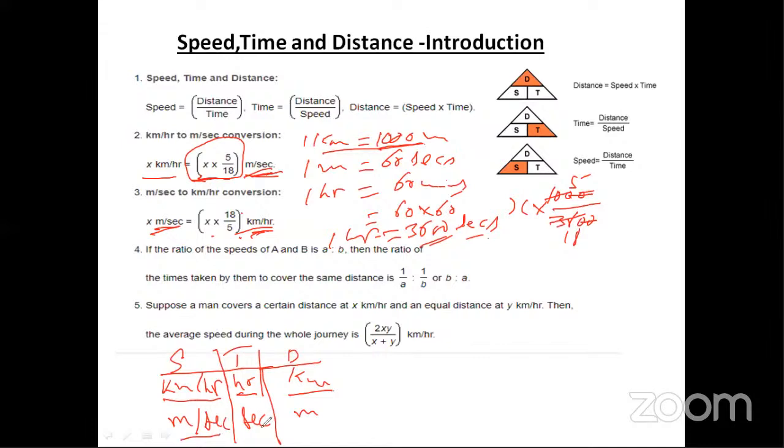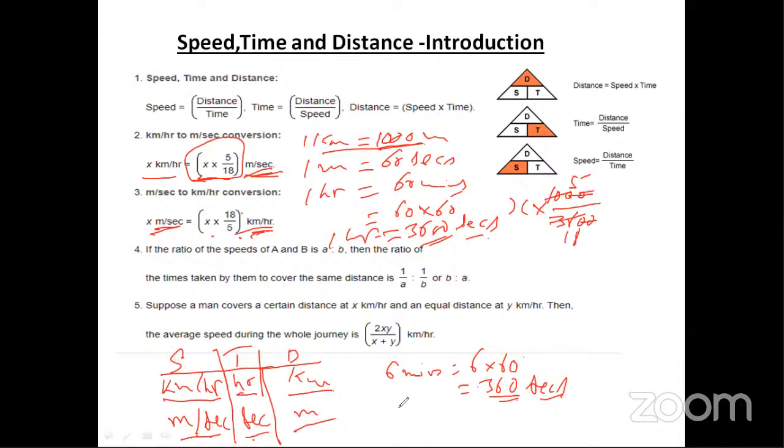If speed is in meter per second, time should be in second and distance should be in meter. So what happens sometimes, for example, let us say speed is given in meter per second, but they will give the time in minutes. They might say 6 minutes. That time we have to convert those 6 minutes into seconds: 6 into 60 seconds. That will become 360 seconds. Okay. So we need to convert it this way.